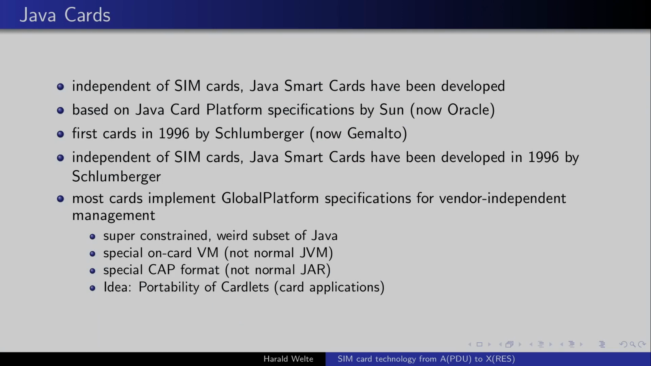So the Java cards, most of them implement the global platform specifications, which then specify vendor-independent management of the cards and the applications on it. And the Java that you use to write such cards, don't ever think it is real Java. If you show that to any Java developer, he will probably disappear very quickly. So you have a very weird constrained subset of Java with a special on-card virtual machine, which is not a normal virtual machine. You have a runtime environment that's not the normal runtime environment. You have a special binary format, which is not a jar file.